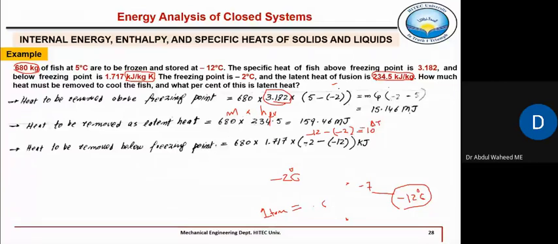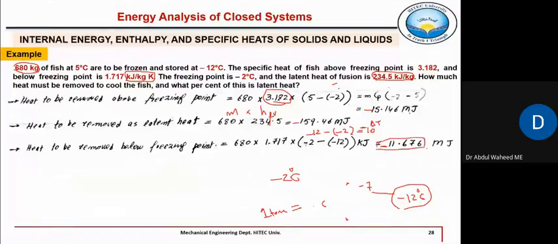Right, so there will be a minus sign. The answer will be with a minus sign, but we are not writing minus because we know it is heat removed. All of these are heat removed, so they are actually negative heats as far as the system is concerned. So that is the 11.676.